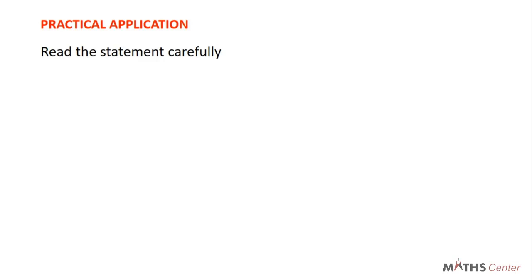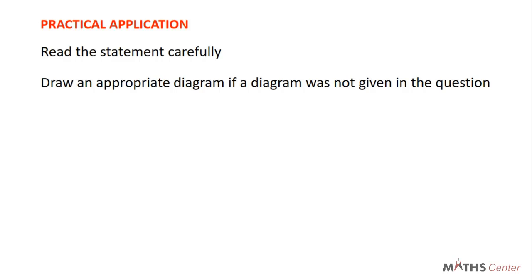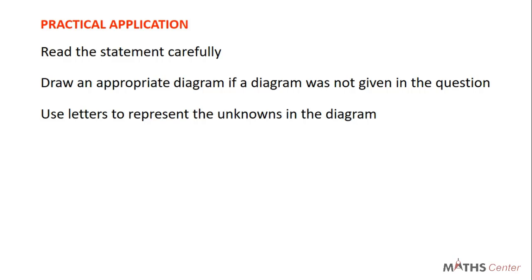The first thing you need to do is to read the statement carefully. So you read the statement or the question that has been given to you very carefully. Then you draw an appropriate diagram for the statement or the question if a diagram was not given to you. So if the question gives you a diagram, fair enough. But if it doesn't, you have to draw an appropriate diagram. Then you use letters to represent the unknowns in the diagram. So what you want to find, maybe an angle or a given length, you use letters to represent it.